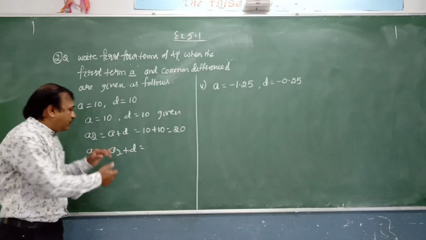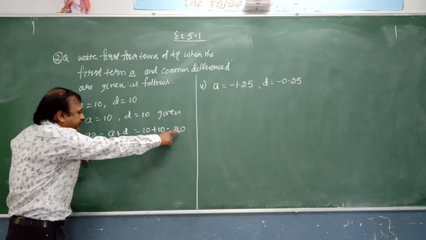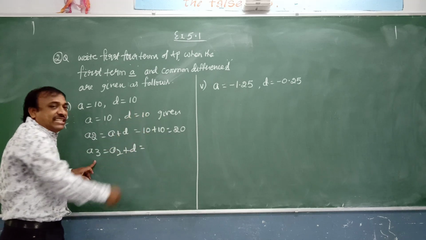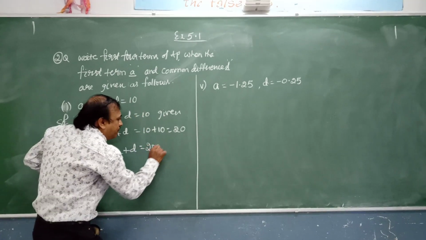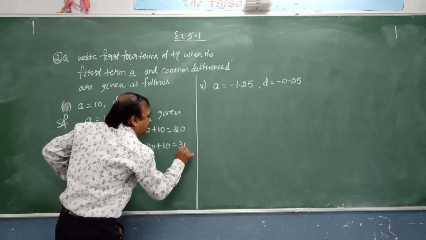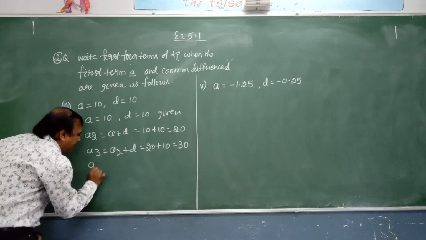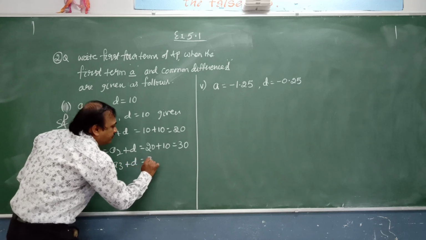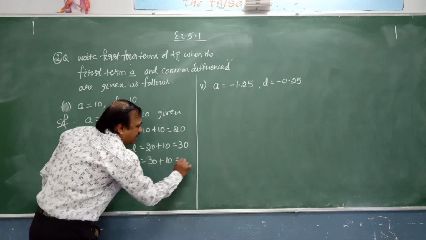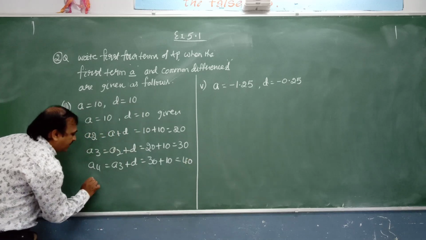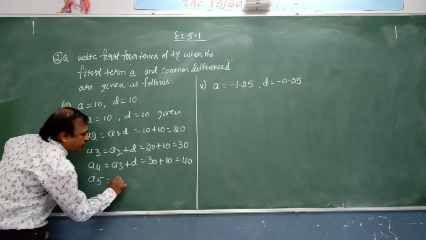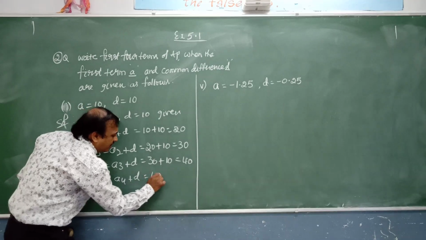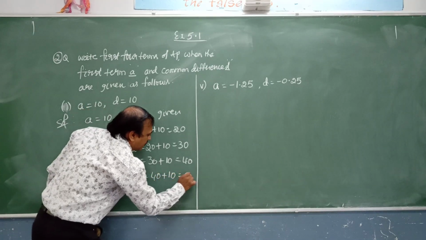We are using only the simple technique to obtain the next term. We are adding. What is A2 you got? 20. So for 20, if you add the difference 10, then you will get A3. So 20 plus 10 is equal to 30. Then A4 is equal to A3 plus D, which is 30 plus 10 equal to 40. Next, A5 is equal to A4 plus D, which will be 40 plus 10 is equal to 50.